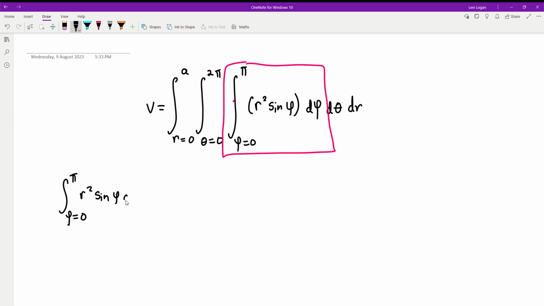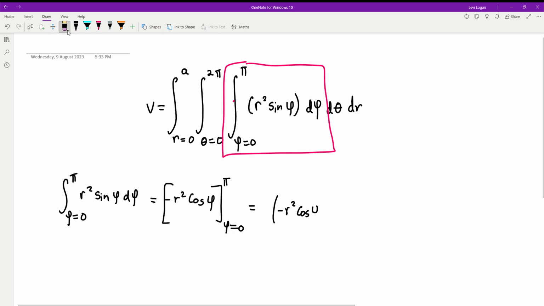Now we don't have to do integration by parts because r isn't dependent on phi. The only thing dependent on phi is sine. So the integral of sine is going to be negative cos. This turns into negative r squared cos of phi, in big square brackets, phi equals 0 to pi. Now when you put this in, you're going to have two values, because as soon as you put in phi equals 0, that's not going to be 0, because cos of 0 is 1.